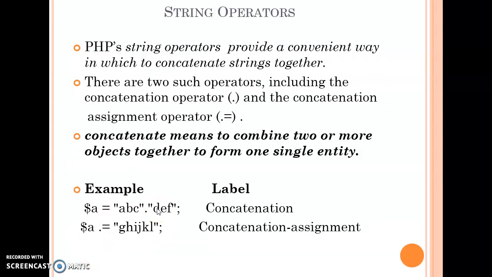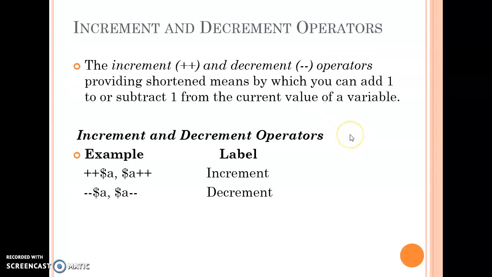String operators. There are two such operators, including the concatenation operator. Dot is used for concatenating two strings, and the concatenation assignment operator is dot equal to. Next, increment and decrement. There are two types of increments, pre-increment and post-increment. In pre-increment, the value is incremented by one and then assigned. In post-increment, the value is assigned and then incremented by one. Similarly, there are pre-decrement and post-decrement.